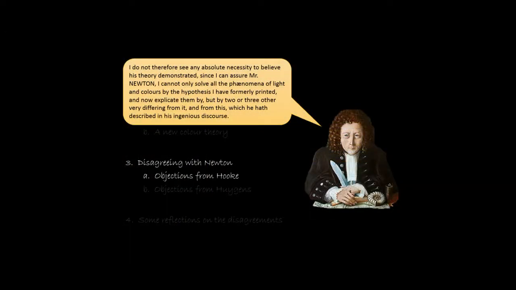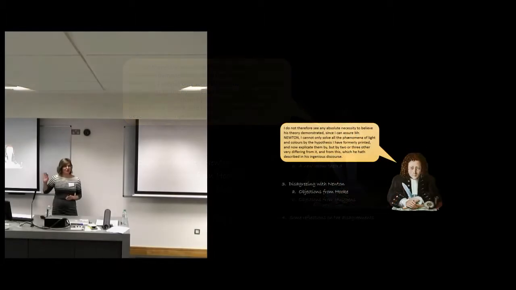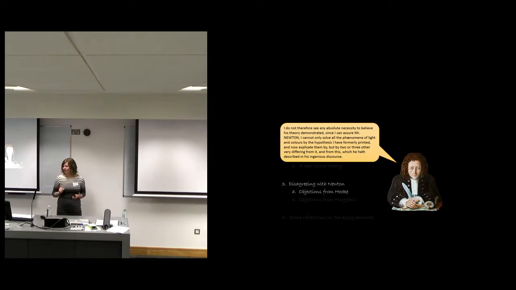Okay, so I think this quote captures Hooke's initial response to Newton on this topic. He says, "I do not therefore see any absolute necessity to believe his theory demonstrated, since I can assure Mr. Newton I cannot only solve all the phenomena of light and colours by the hypothesis I have formerly printed and now explicate them by, but by 2 or 3 other very differing from it, and from this which he hath described in his ingenious discourse."